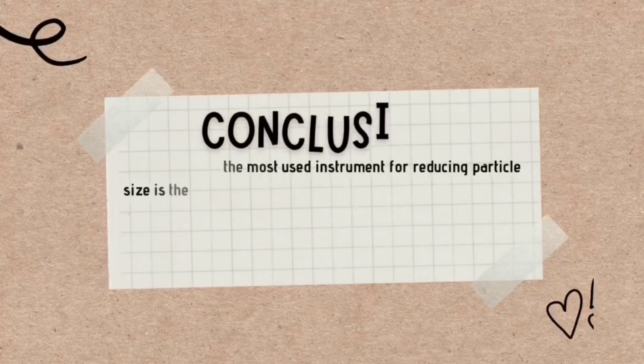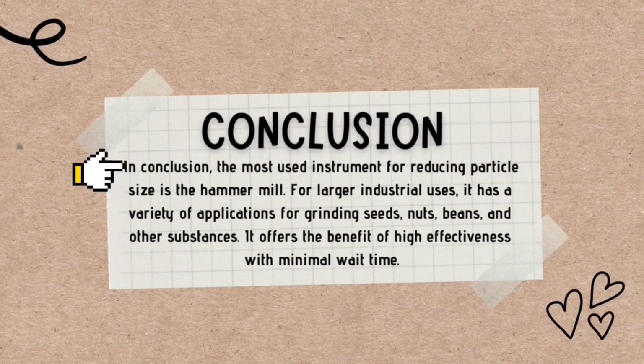In conclusion, the most used instrument for reducing particle size is the hammer mill. For larger industrial users, it has a variety of applications for grinding seeds, nuts, beans, and other substances. It offers the benefit of high effectiveness with minimal wait time.